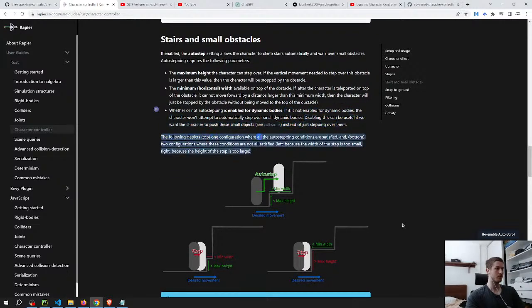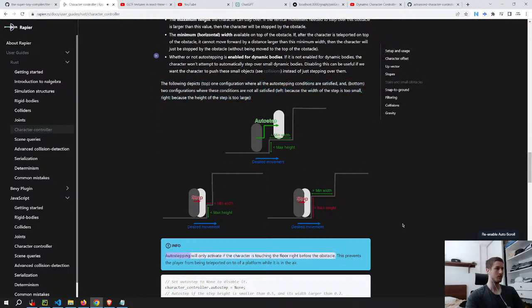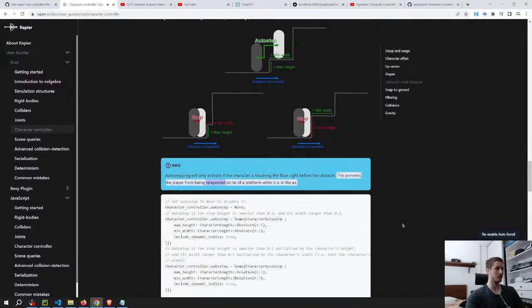The following depicts, top, one configuration where all the auto stepping conditions are satisfied, and, bottom, two configurations where these conditions are not all satisfied. Left, because the width of the step is too small; right, because the height of the step is too large. Auto stepping will only activate if the character is touching the floor right before the obstacle. This prevents the player from being teleported onto a platform while he's in the air.